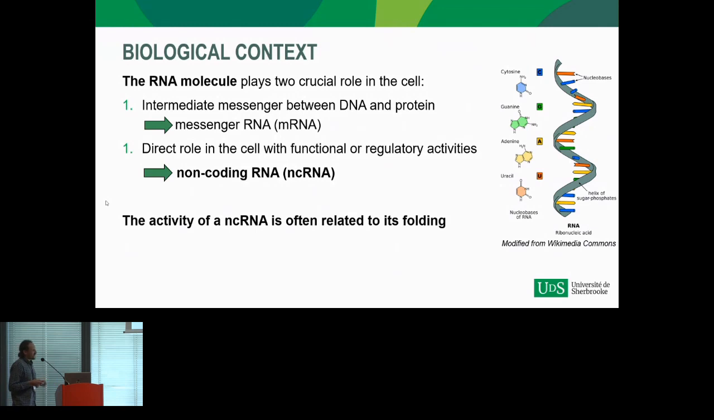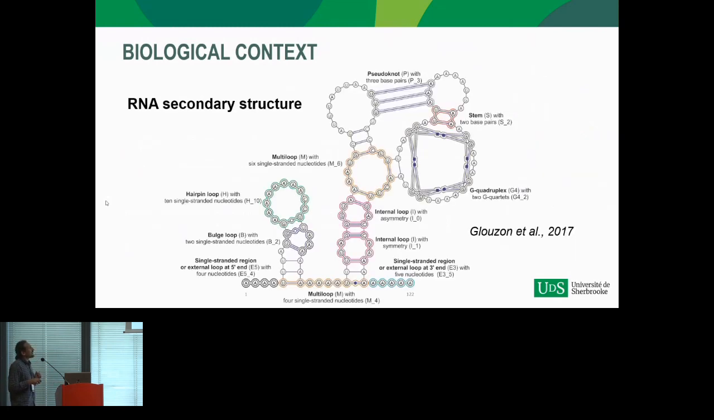So, I'm interested in the non-coding RNA that is folding, and the folding of the RNA is very important because it is associated to the activity of the RNA. So here in our study, we are more interested in the RNA secondary structure. Here is a schematic of a non-coding RNA structure, where we have different structural elements, which are the external loop, the bulge loop, the hairpin loop, the stem, and other structural elements.